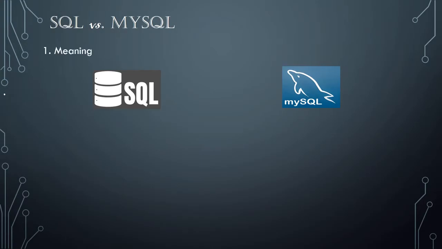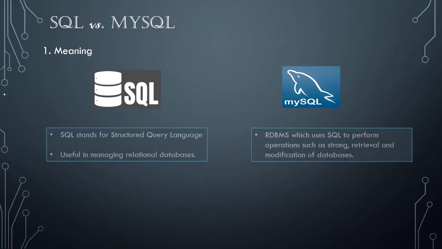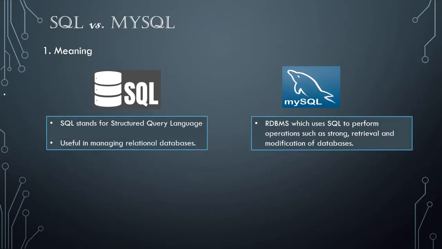First thing, the main difference between SQL and MySQL. So basically SQL stands for Structured Query Language and MySQL is the RDBMS which uses SQL to perform operations such as storage, retrieval and modification of databases, and SQL is useful in managing those relational databases. So the first thing that arises, which is a difference as well as the relation between SQL and MySQL, is that SQL is the language which is used to manage MySQL or the relational database.